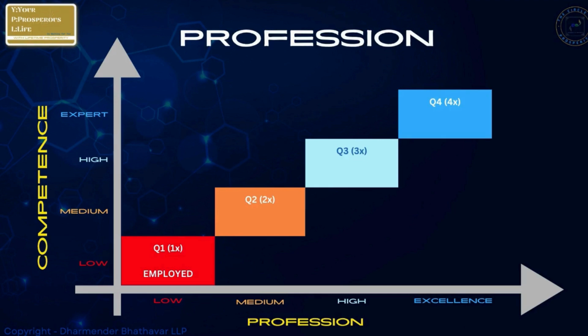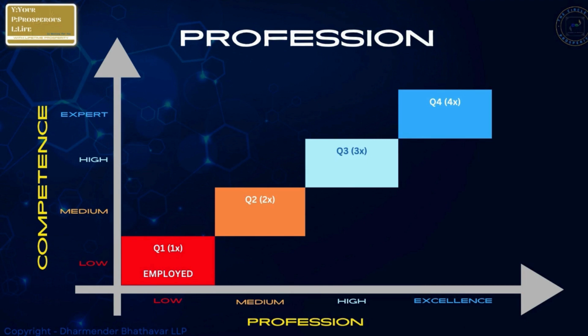The first one is where the competency level is low and the profession level is also low. That means you are in quadrant 1, and we can consider you as an employee employed with some organization. Here your competency is low because you are solving a particular problem, it might be one or two problems. Hence you have been employed here.